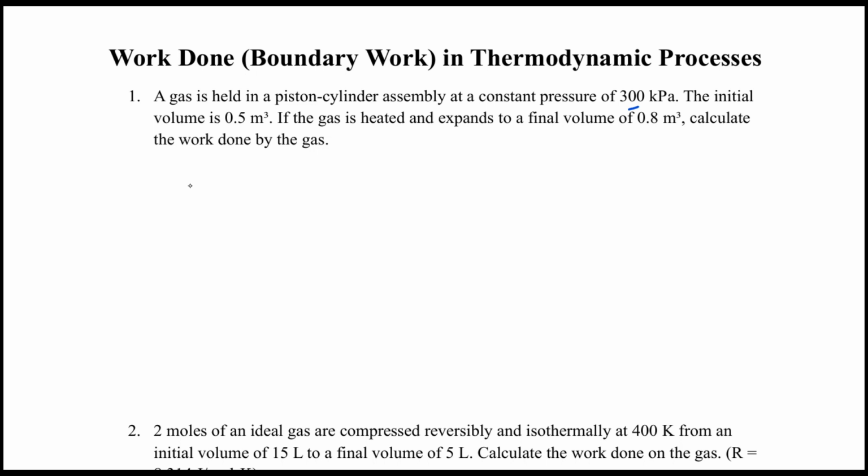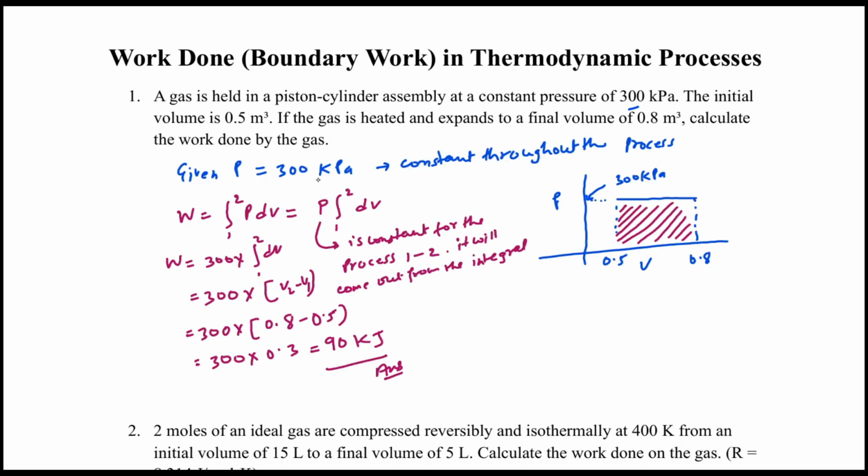So as we know, here P equals 300 kilopascal. This is constant throughout the process. So we know the boundary work W equals the integral of P dV from state 1 to state 2. When we integrate it, since P is constant, it comes out of the integration, so only dV remains. When we integrate dV, it is V2 minus V1.